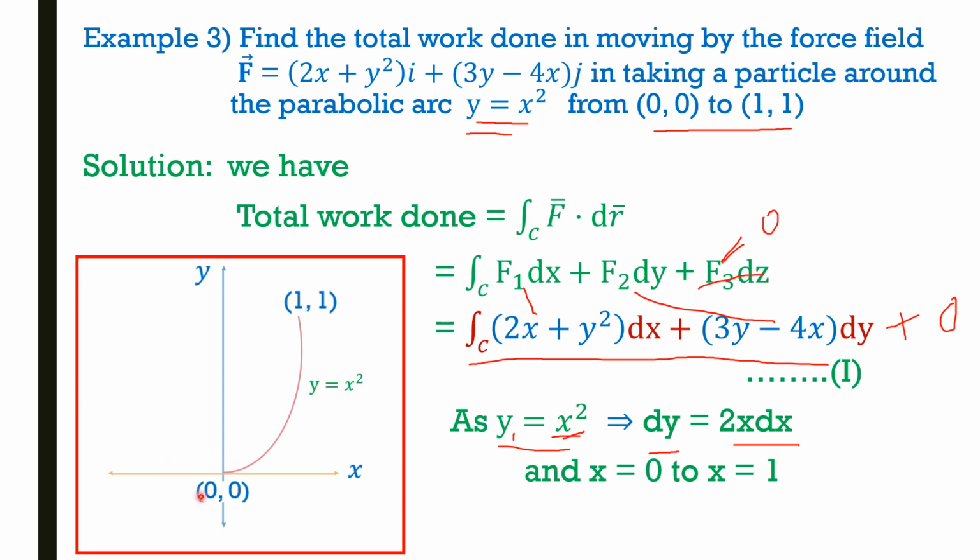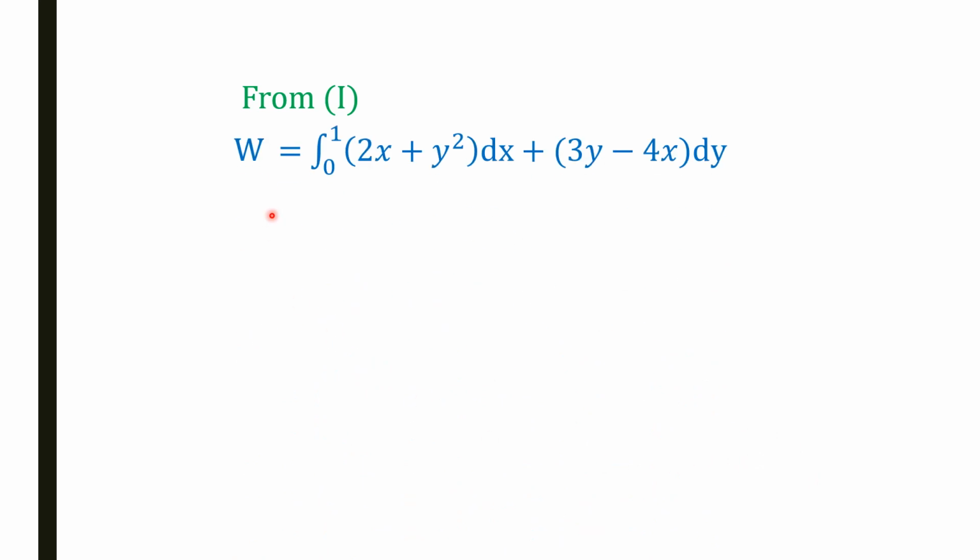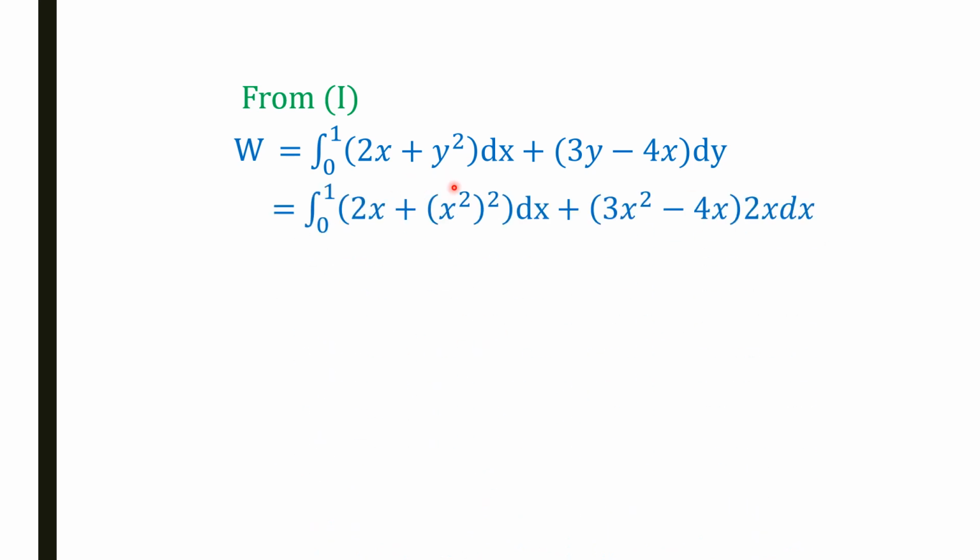Joining (0,0) to (1,1). Okay, so now here the limits of x are 0 to 1, and the limits of y are also 0 to 1. So x runs from 0 to 1. Now with this, equation 1 becomes the integral from 0 to 1 of (2x plus y square) dx plus (3y minus 4x) dy.